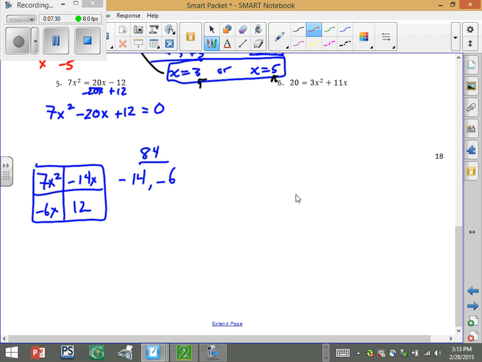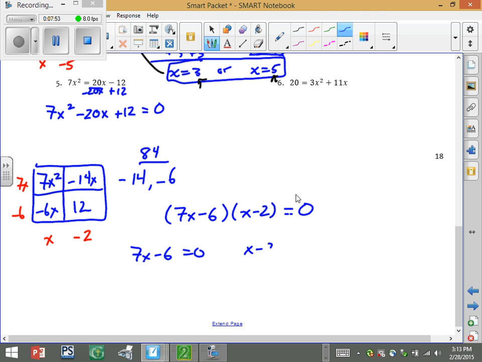So let's go ahead and pull out common factors. Here we can pull out a 7x. Here we can pull out a minus 6. Here we can pull out an x. And here we can pull out a minus 2. So my two factors here, 7x minus 6 and x minus 2, I'm going to set that equal to 0. So set each piece equal to 0. And x minus 2 equals 0. Actually, the one over here is pretty straightforward. It's just x equals 2.